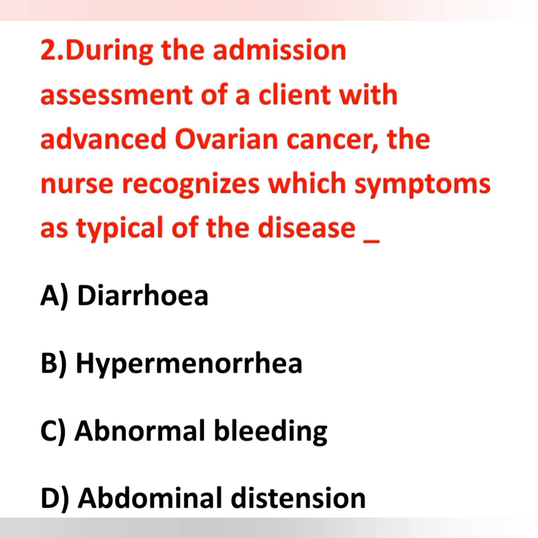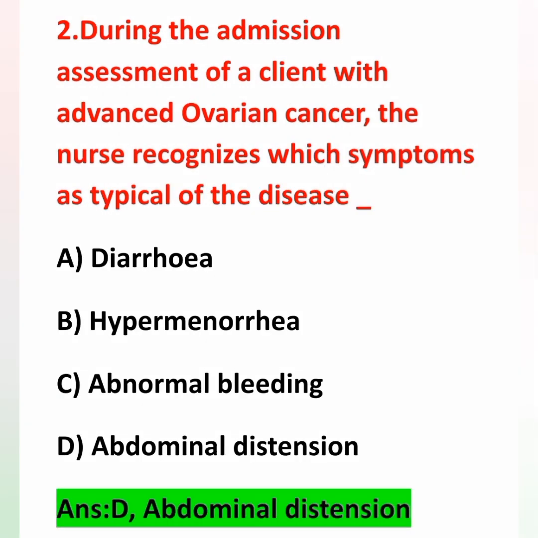That is the question. So here we have to know what are the clinical manifestations of ovarian cancer, then we can easily answer the typical symptom of this ovarian cancer. So we have to know the clinical manifestation. It includes abdominal distension, urinary frequency. Abdominal distension is one of the typical symptoms of ovarian cancer. So that is the answer over here, option D, abdominal distension.